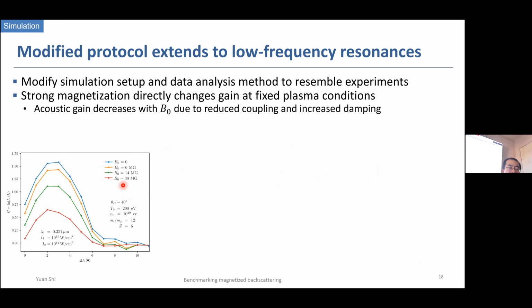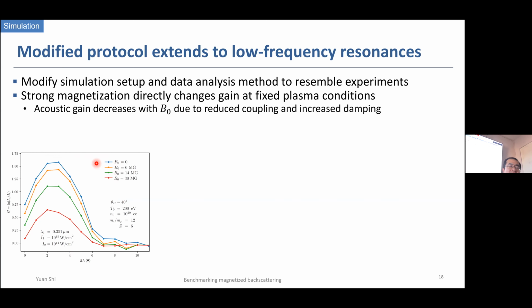So maybe now let's look at the B equals 0 case. That's the unmagnetized case. So unmagnetized, you have the ion acoustic wave that can mediate energy transfer between lasers. People usually call that cross-beam energy transfer. Here we're scanning the frequency difference between the two lasers. If you hit the acoustic resonance, then there is a large transfer. So here's the gain, namely the output of the seed versus the input. Okay, so this is the unmagnetized acoustic gain.